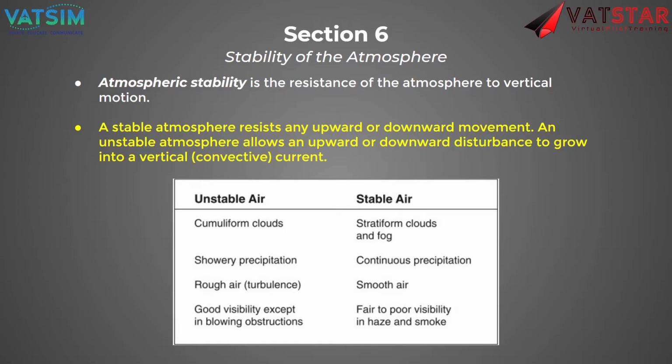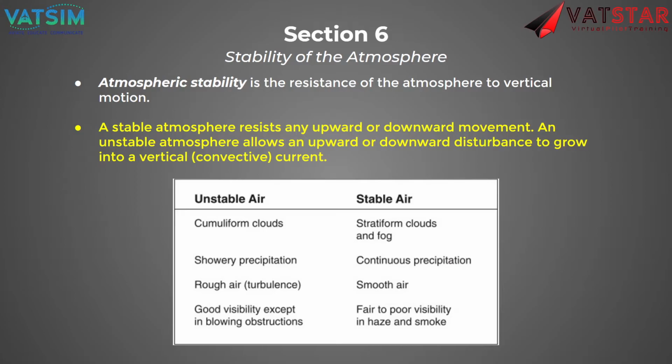So let's talk about stability of the atmosphere, and this is really what's important for weather. It determines basically how fast air is rising, or the air's ability to resist movement is the stability of the atmosphere. A stable atmosphere is typically a cold pressure atmosphere because you have air that's sinking and usually more stable. But a stable atmosphere resists upward or downward movement. So it resists turbulence, it resists convective activity, and convective activity is basically vertical motion, which you get with thunderstorms. But an unstable atmosphere allows upward or downward disturbance to grow into vertical or, like I said, a convective current.